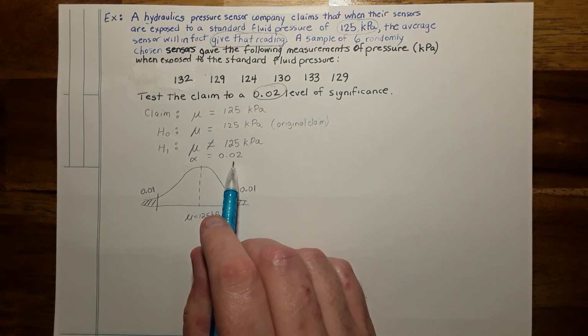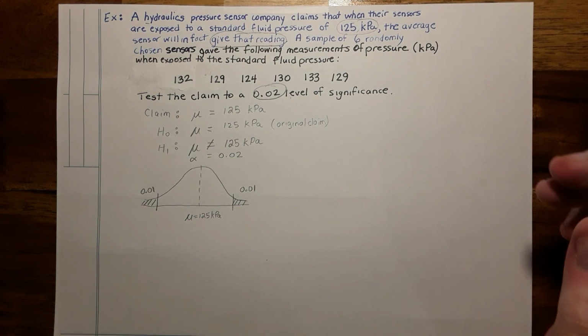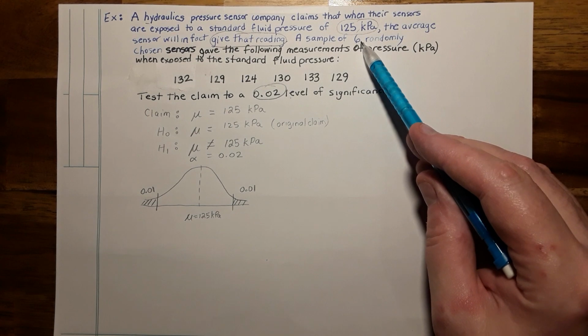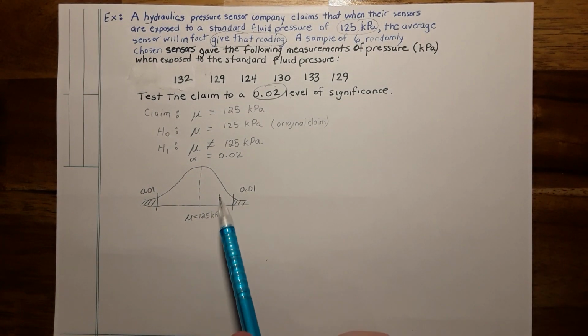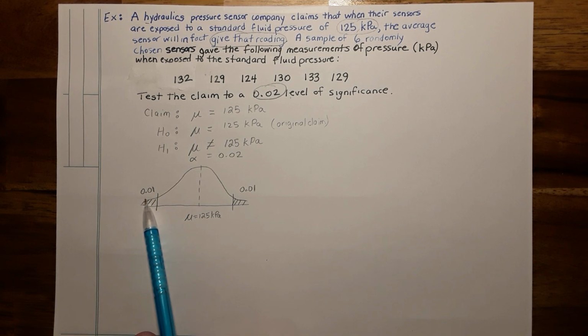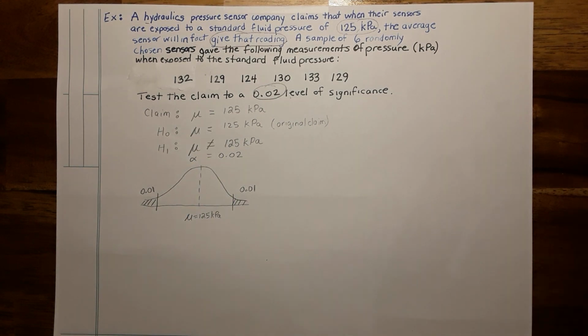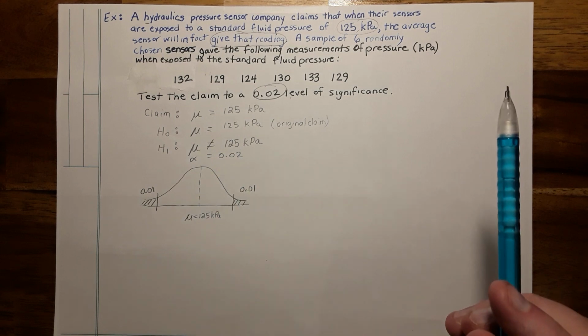Alpha is the likelihood that if you repeated a sample of 6 sensors, they would give you a value that disagrees with this number by chance. We've got 1% on the low side and 1% on the high side, because the claim was made that it was equal to 125 kilopascals. It didn't say that it was greater than or less than.